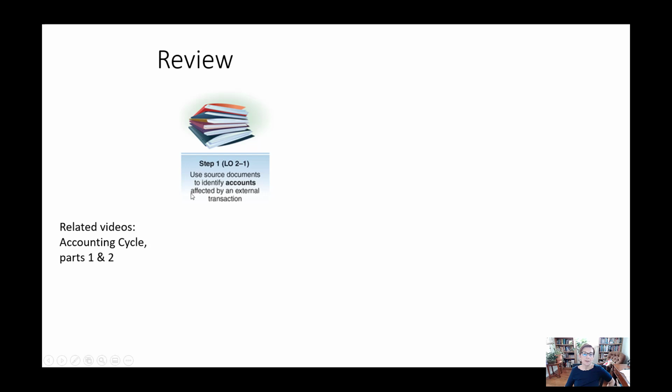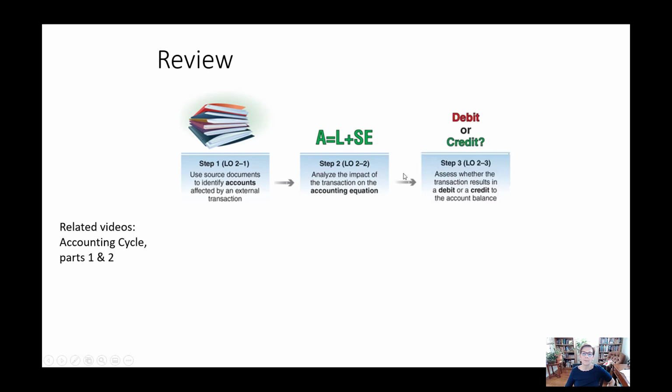We started with source documents. And let's say that we had a store, had a transaction. You went in, you bought a shirt, you gave the money. And then you analyze it. Okay, well, for that particular transaction, cash is going up, revenue is going up. So if we increased our cash, we increased our stockholders' equity. We were debiting and crediting. So for this case, we would debit cash, credit sales revenue.